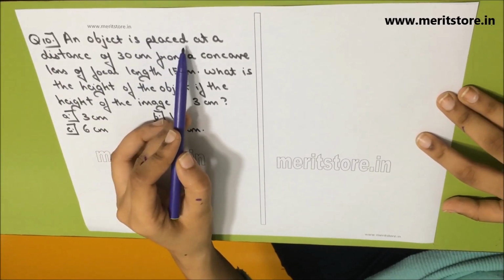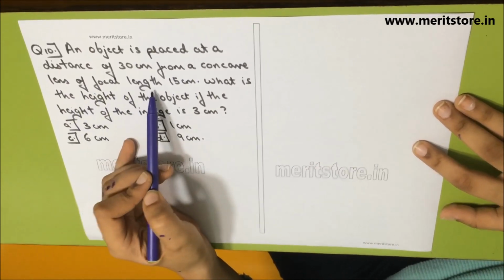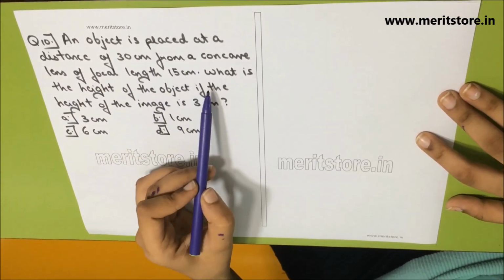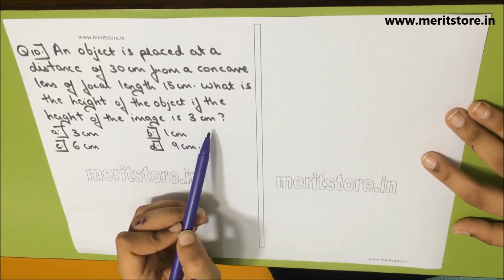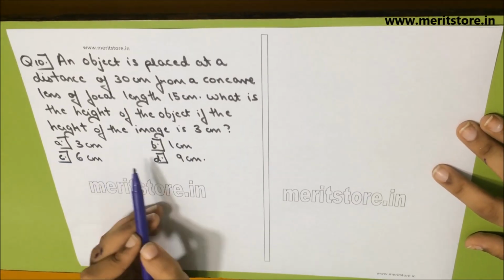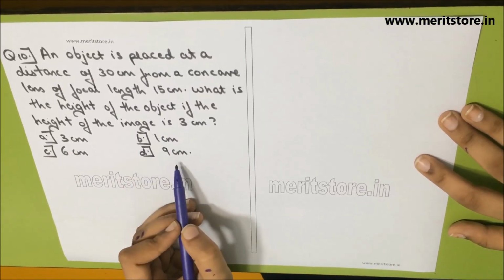Question 10. An object is placed at a distance of 30 cm from a concave lens of focal length 15 cm. What is the height of the object if the height of the image is 3 cm? A 3 cm, B 1 cm, C 6 cm, D 9 cm.